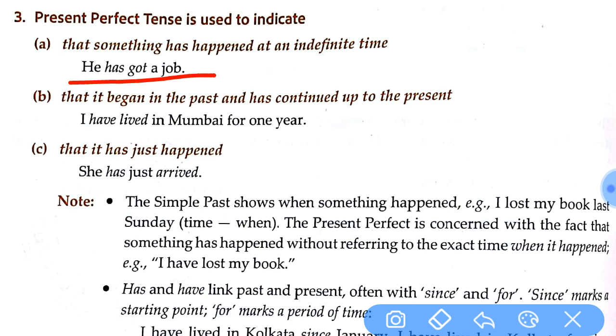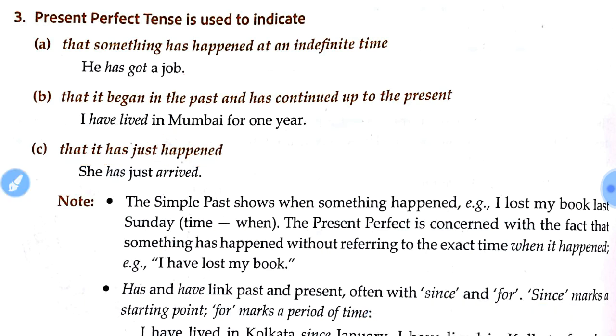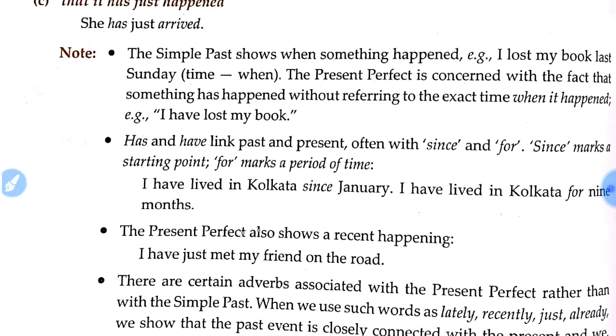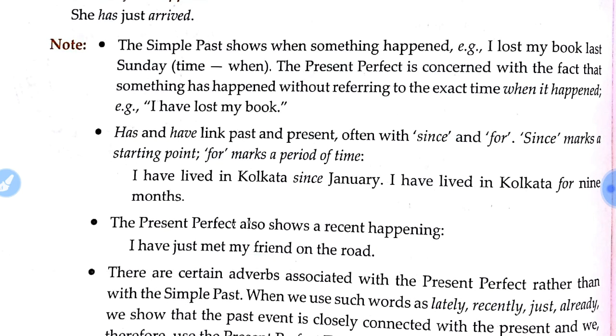And then we have the example, I have lived in Mumbai for 1 year. So the effect, the feelings, the memories of being there remain. Then, something that has just happened, something that has happened just now. She has just arrived. I have just taught you the present continuous tense. That's something that has just happened, so we use the present perfect tense.